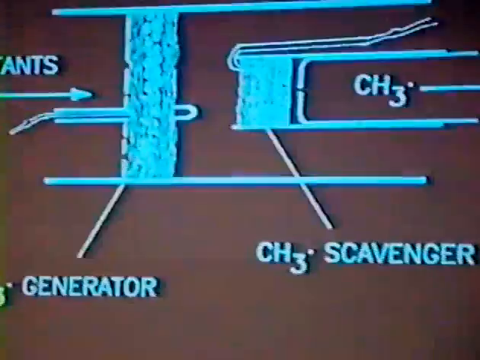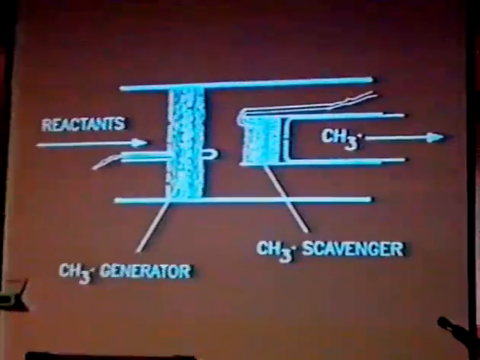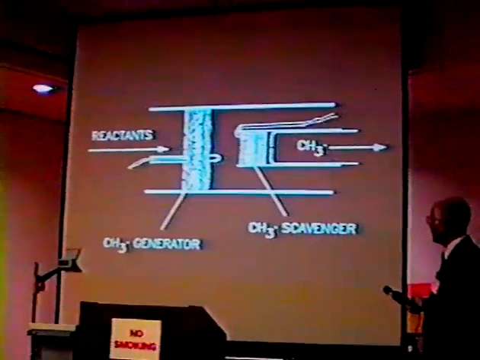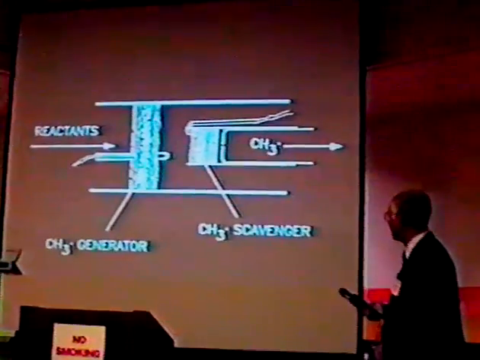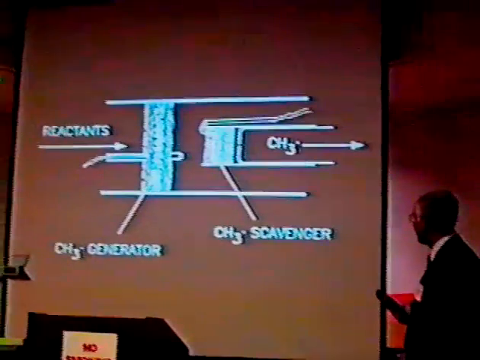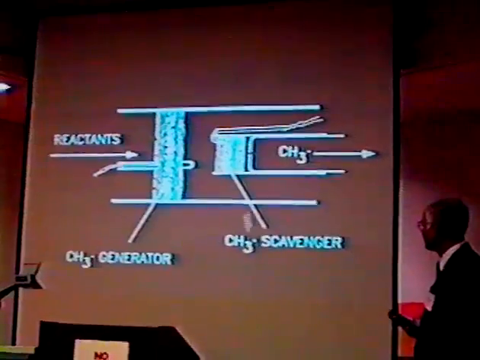So we have built a two-catalyst system, one in which we have a radical generator, and typically our radical generator is samarium oxide. And then we have another catalyst here, which is our methyl radical scavenger.